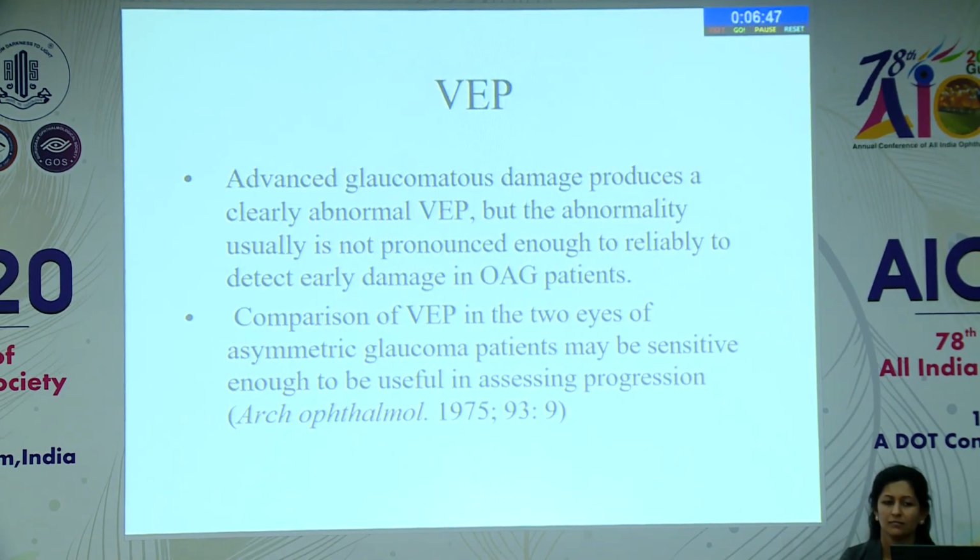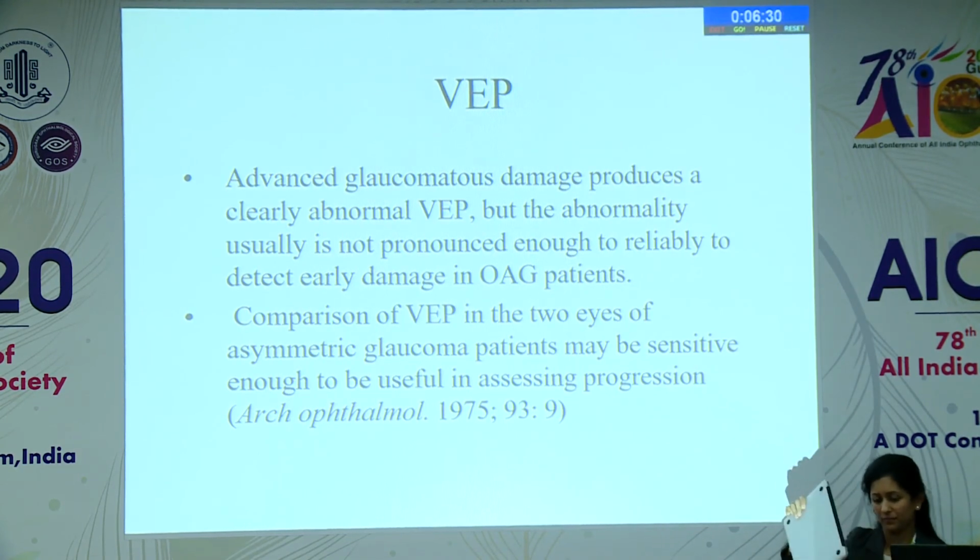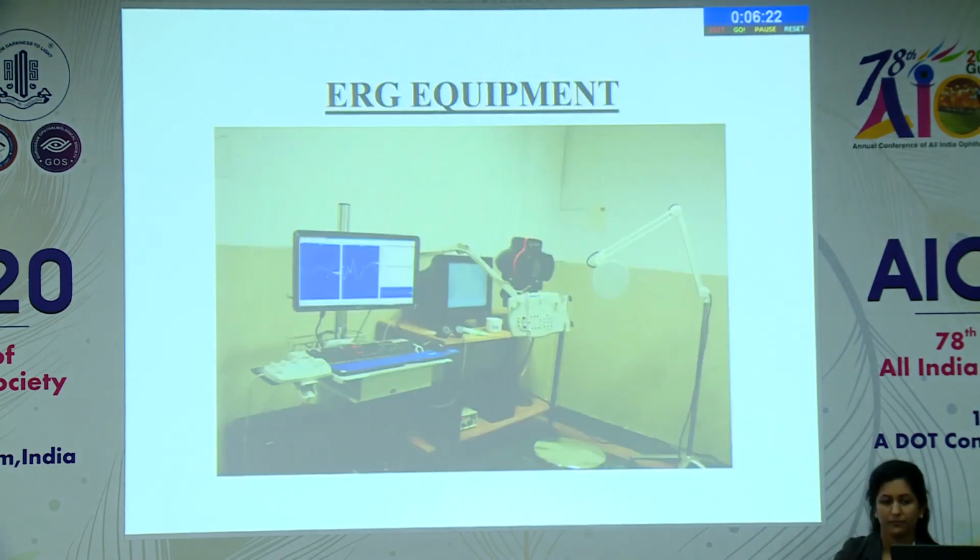Coming to pattern VEP, advanced glaucomatous damage produces a clearly abnormal VEP, but the abnormality usually is not pronounced enough to reliably detect early damage in open angle glaucoma patients. The comparison of VEP in the two eyes of asymmetric glaucoma patients may be sensitive enough to be useful in assessing progression. This is the ERG equipment we are using.